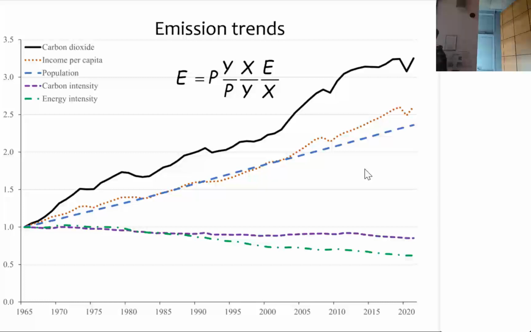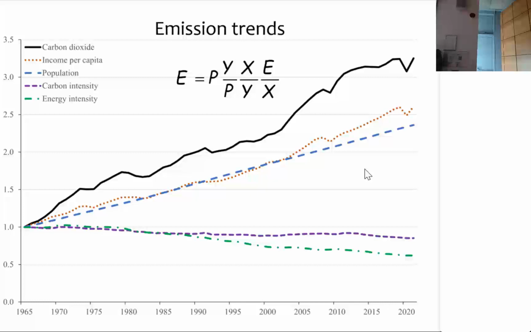Why has the carbon intensity of the economy fallen? There's two reasons here. One is the carbon intensity of the energy sector, the other is the energy intensity of production. And what you see is that over this period, the energy intensity, so this is the amount of energy we use to produce $1 or £1 of value added, has fallen from an index of 1 to an index of 0.6. That is, it has improved by 40% over this period.